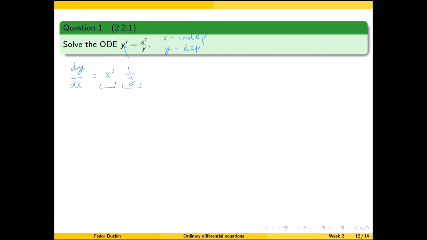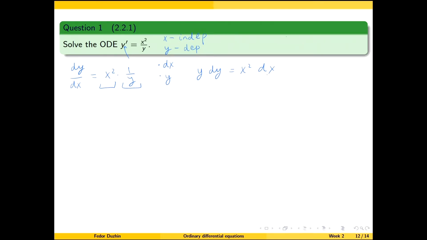When we separate the variables, we treat dx and dy as if they were just numbers that we could multiply and divide, right? So we need to move everything with y, including dy, to the left hand side, and everything with x, including dx, to the right hand side. So we multiply our equation by dx, so the dx on the left cancels out. And we multiply by y, because then 1 over y times y on the right cancels out. Then we get y dy equals x squared dx. So now the variables have been separated.